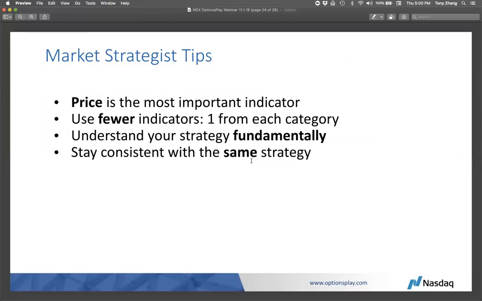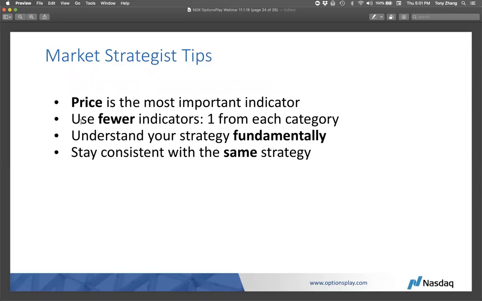Working as a market strategist over the last 13 years, I've learned a few different things, and I've worked with clients from all different types of backgrounds. Number one, price is by far the most important indicator. Sometimes people get so overwhelmed by all the indicators on their chart, they forget to look at the price. Look at the price first. That's your most important indicator. All the information out there in the world is first reflected in the price. All the indicators that you can add onto the chart are just for confirmation, but price is first and foremost.